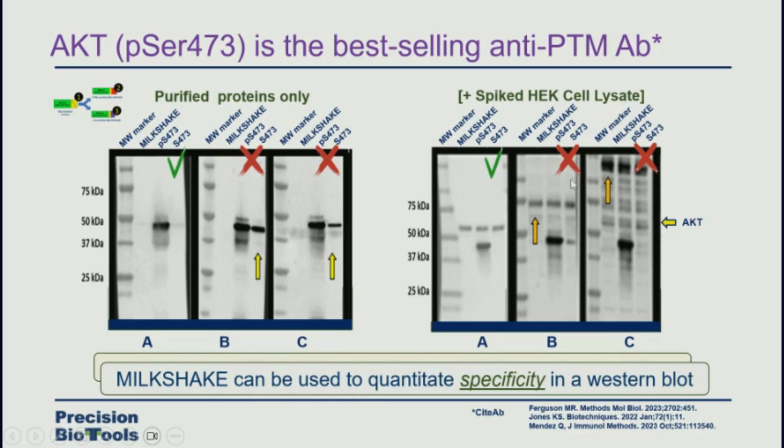In the other two examples, though, you can see that in this one, you get another band coming up with vendor B, and vendor C, you get a high molecular weight band. So looking at this, if you're using AKT 473, you probably would want to use vendor A. So it's not to look at this and say that 66% of the antibodies we tested in this case are wrong.